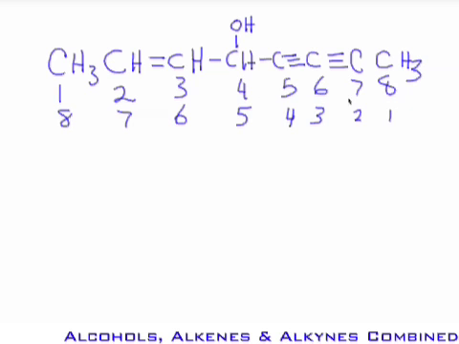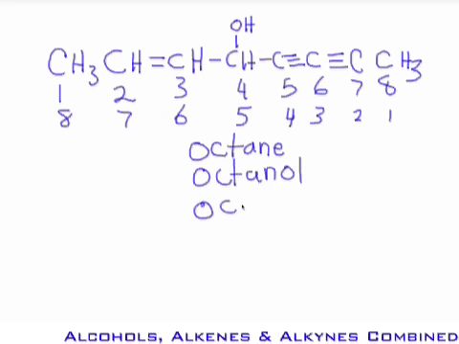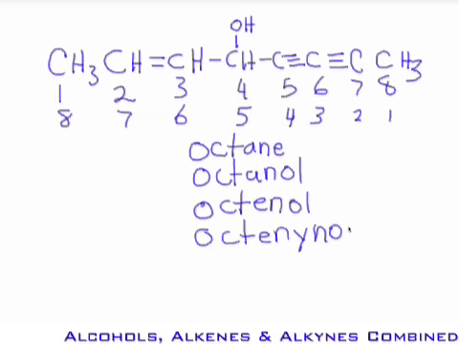All right, now an 8-carbon alkane is an octane. If we add our priority OH, that's an octanol. If we add our alkene, that's an octenol. If we add one yne, that's an octene-yne-ol. Notice the silent e's are being dropped. And lastly, if there's 2 ynes, it's an octene-diyne-ol.